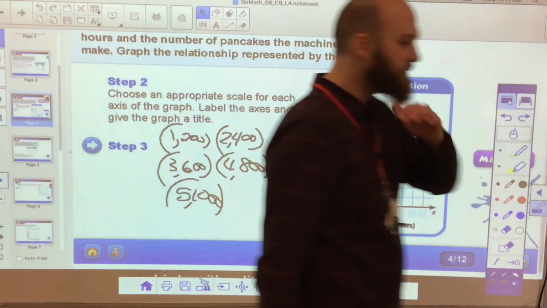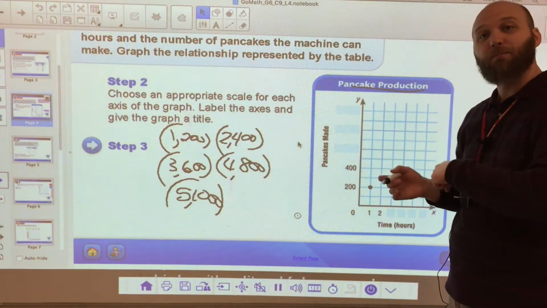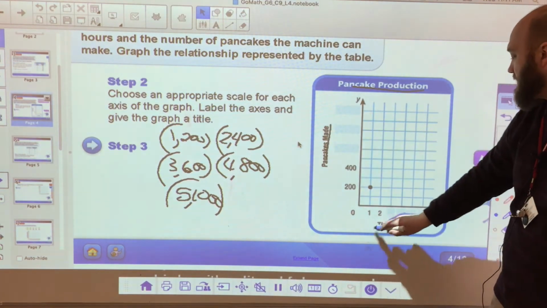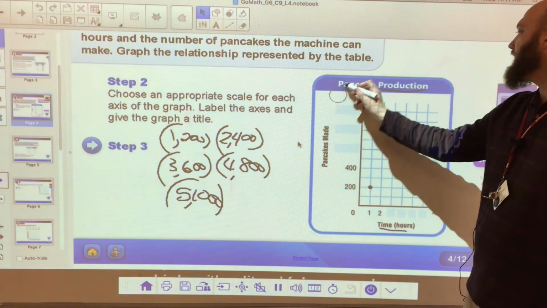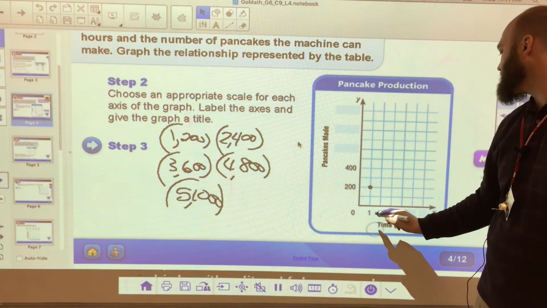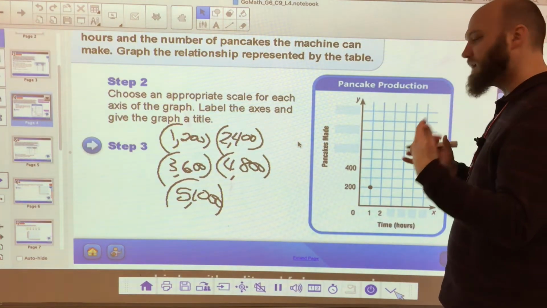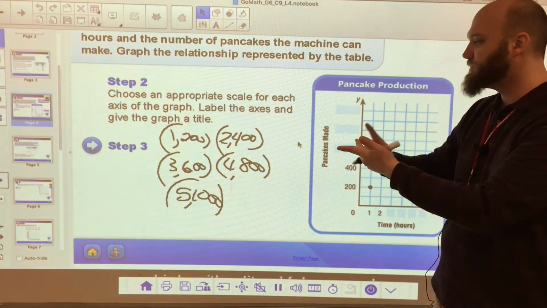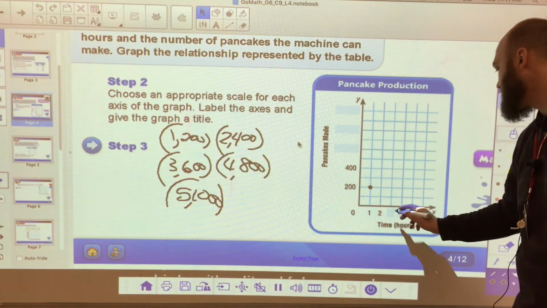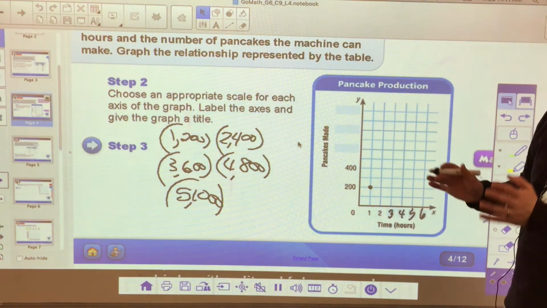Now, I come over here to my graph, and the first thing you'll see, I notice I have, in fact, a title, Pancake Production. I have labels, time in hours, and pancakes made. Clean that up a little bit with all my sloppy lines. The next hardest part is realizing how far spaced I want everything. So I have my hours at 1, 2, I go 1, 2, 3, 4, 5, 6. So make each one its own number, 1, 2, 3, 4, 5, 6.